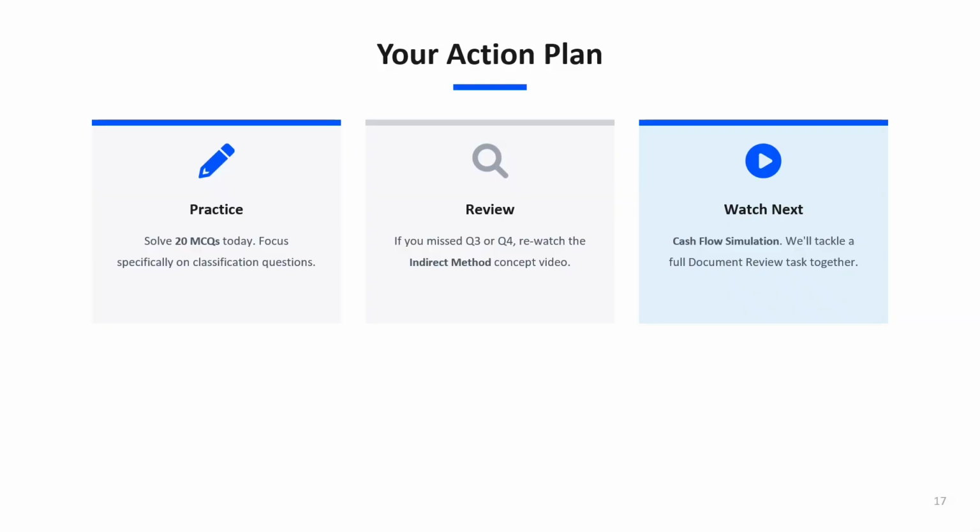And once you feel confident, your next step is to watch our cash flow statement simulation video. Over there, we'll take everything we learned here and apply it to a full document review task, which is exactly what you will see on the CPA exam.